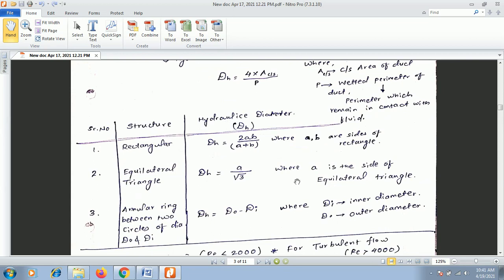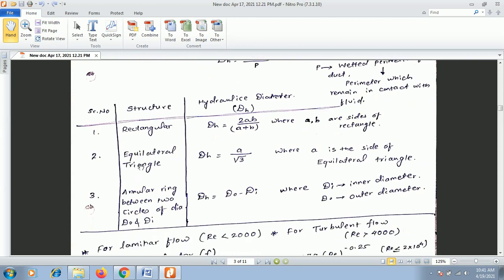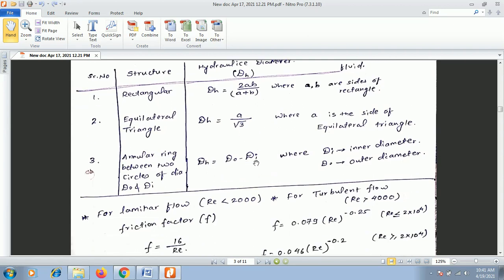Here in this table I have listed the different structures: rectangle, equilateral triangle, and annular ring, and I have calculated the hydraulic diameter for the rectangle as Dh equal to 2ab divided by (a plus b), for the equilateral triangle Dh equal to a upon root 3, and for the annular ring Dh equal to Do minus Di.